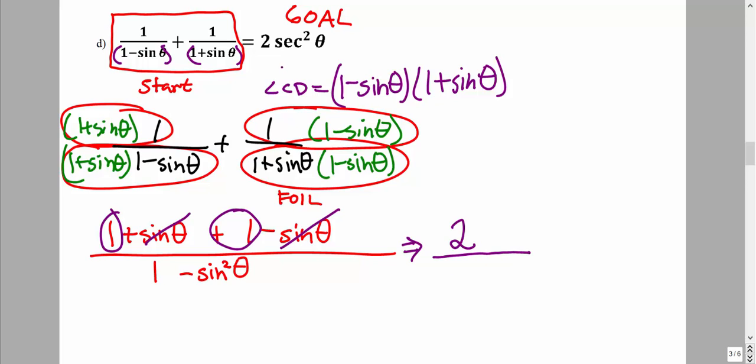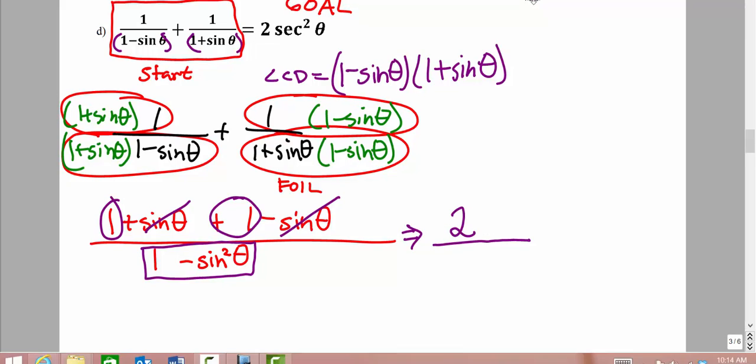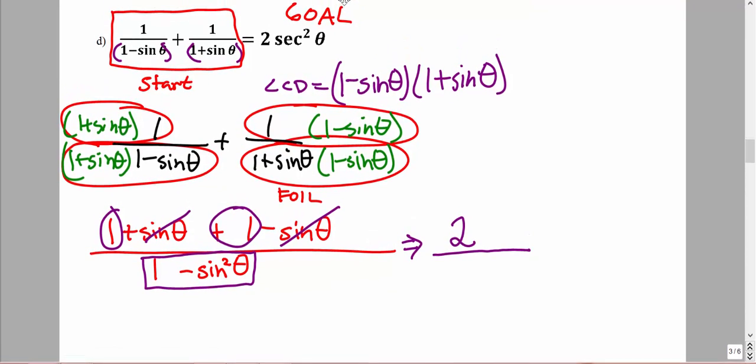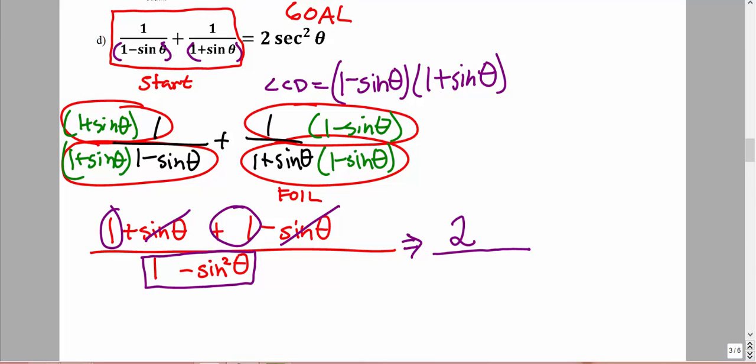Now keep in mind that my goal is 2 times secant squared theta. So let's look at the bottom part of this fraction: 1 minus sine squared theta. Let's think about when we see a trig function squared and we see a 1, start thinking about if we can do a Pythagorean identity replacement.